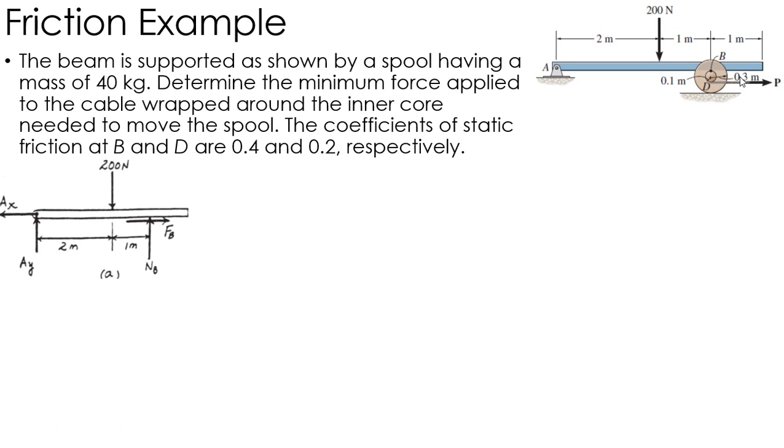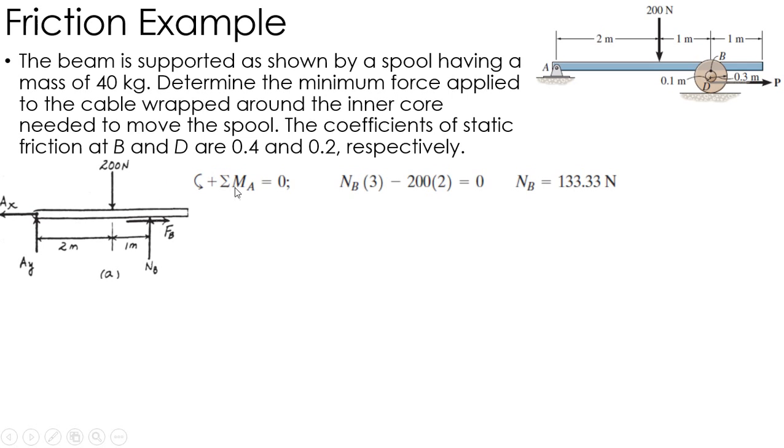And we'll start with the beam. Okay, so I've got a pin over at A. I've got the 200 newtons right here. I've got the normal force at B, which is at the spool. And then I have a friction force at B. Okay, now I can sum the moments about A, which I will do right here, and the only thing I'll be able to solve for is NB.